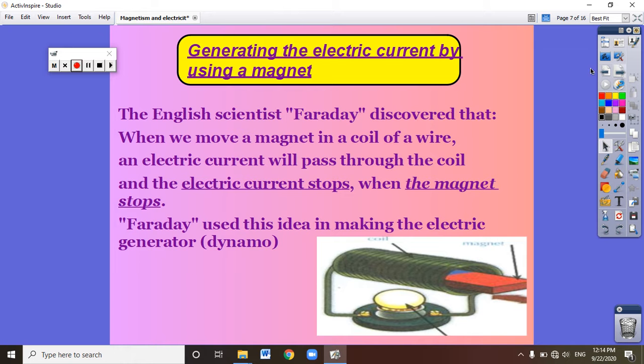So today we will be talking about generating the electric current, as you can see here, by using a magnet. The English scientist called Faraday was an English scientist who discovered the dynamo. This is the dynamo, as you can see in this picture. Okay, what is the dynamo?